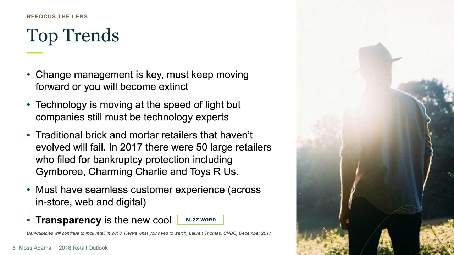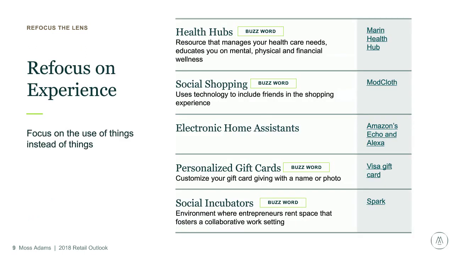You'll see, by the way, at the end of the deck, a listing of the new buzzwords, and transparency is one of the ones I already referred to, and it's really what the company stands for, how you source the product, and communicating that clearly to your consumer, because that is one of the big buying factors these days.